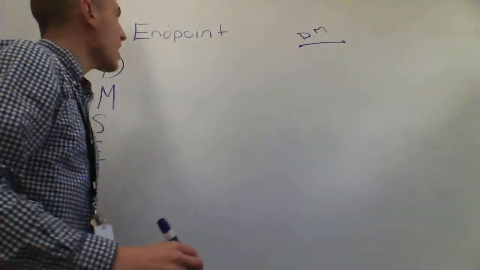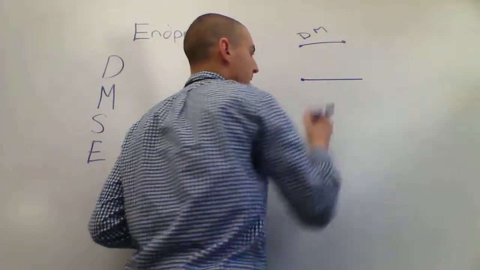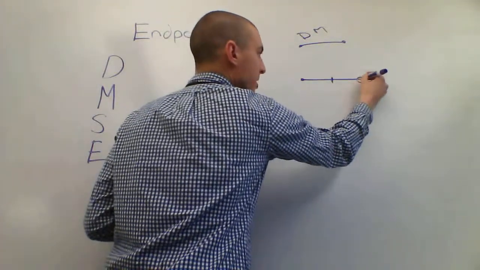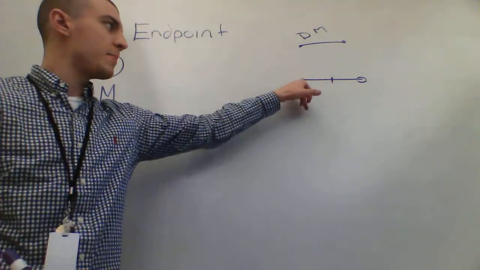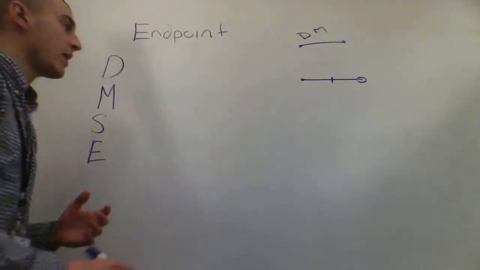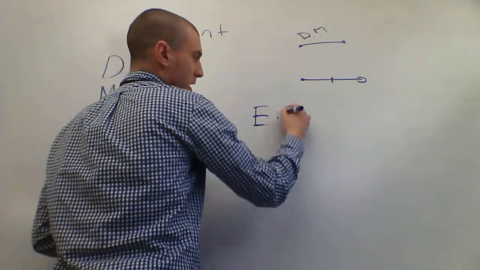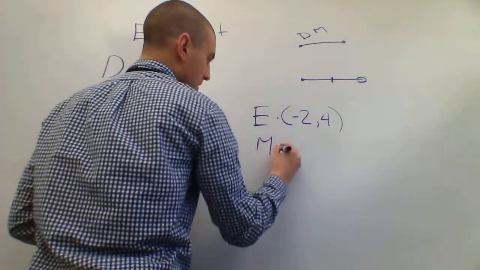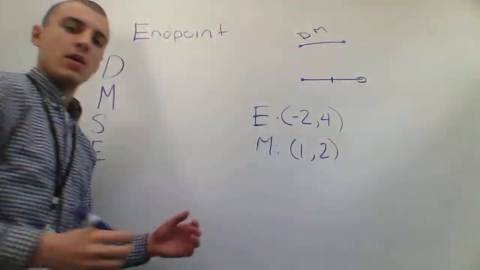Now, what endpoint gives you is an endpoint and your midpoint, and what it is looking for is the other endpoint. So it gives you one of your endpoints and your midpoint, and it's looking for the other side. So that's what we'll find now. Let's say our endpoint is -2, 4, and our midpoint is 1, 2. That's what's given.